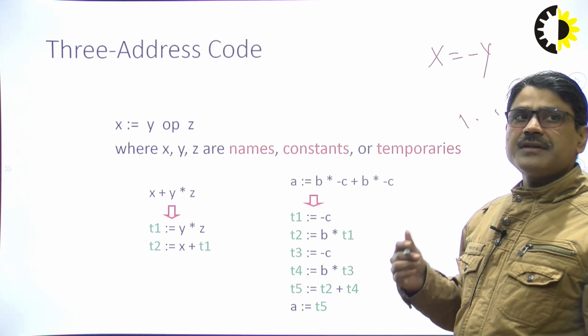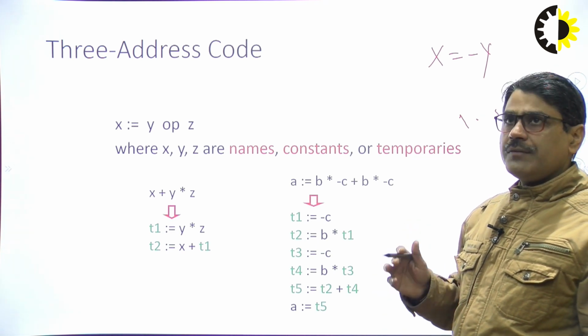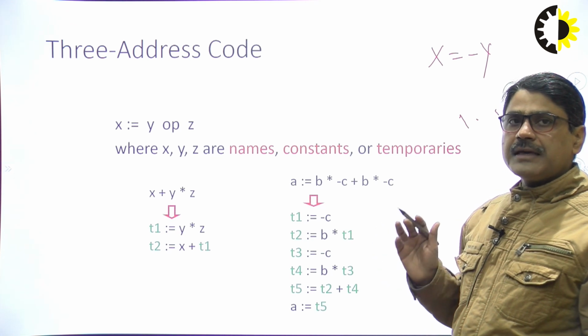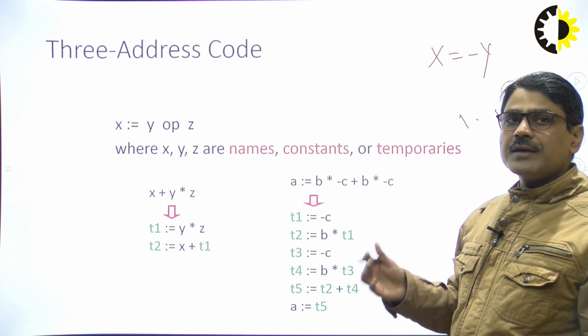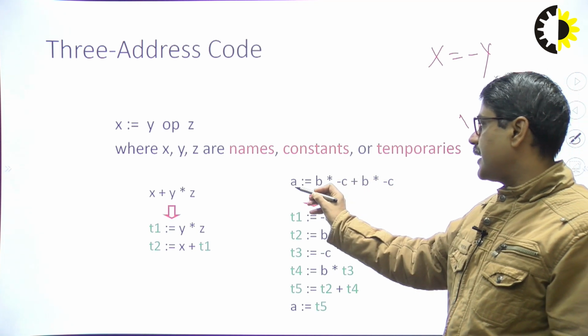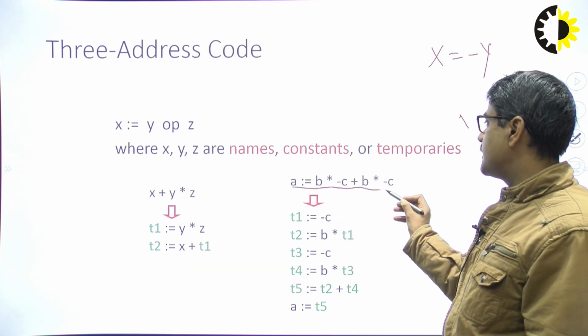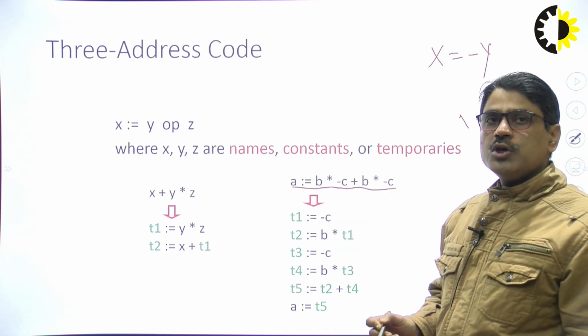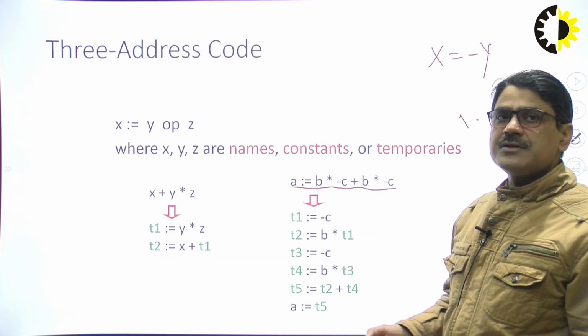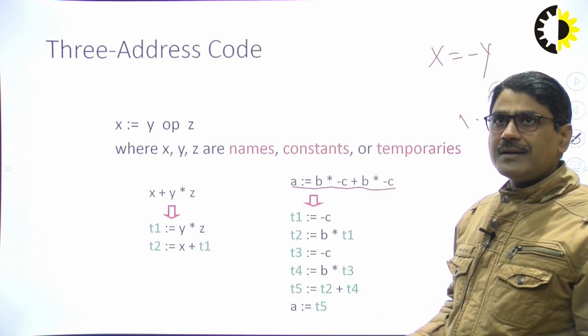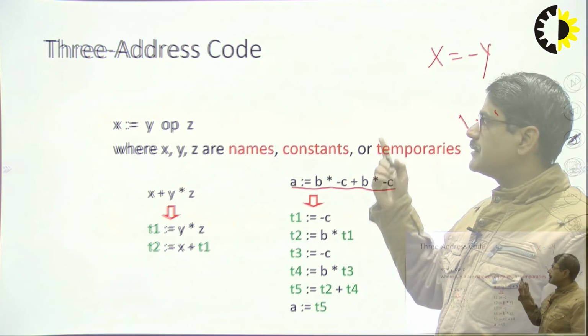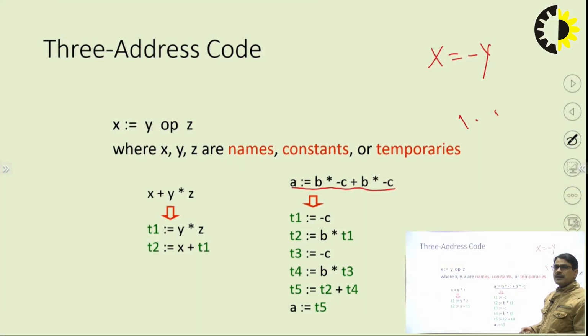So what is the benefit of this three address code? Whenever you are going to perform any operation on a given expression, like a equals b star minus c plus b star minus c, if you directly input this sequence into the computer, the registers must be available for performing this operation, where the input is in instruction format, and that instruction must have only one operator, because at a time one operator is operable.